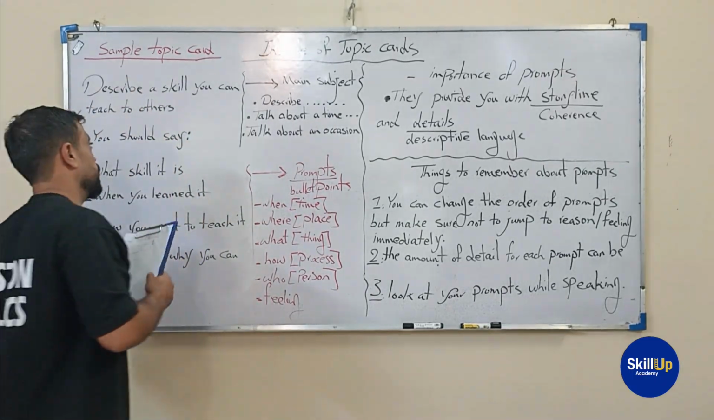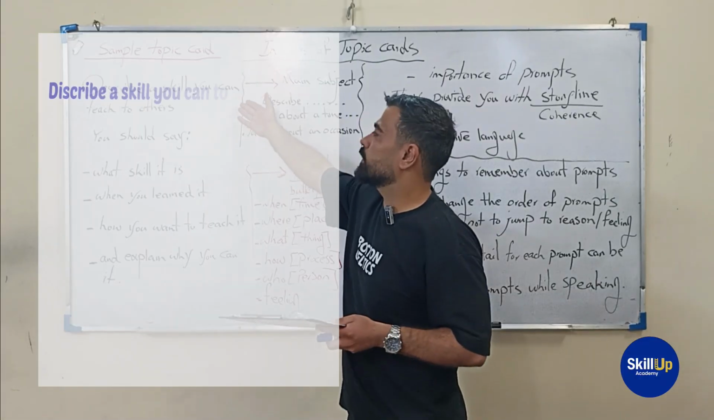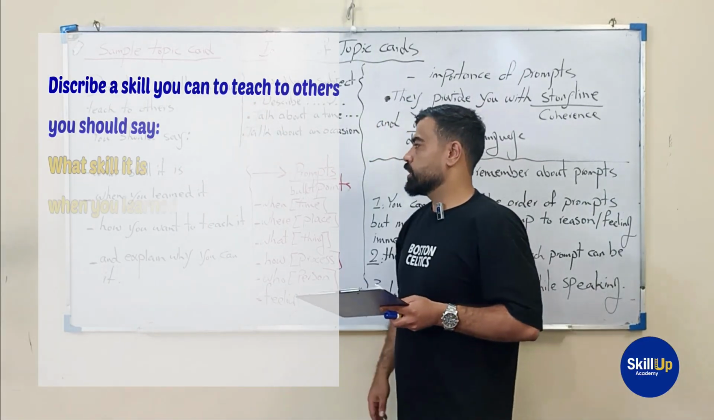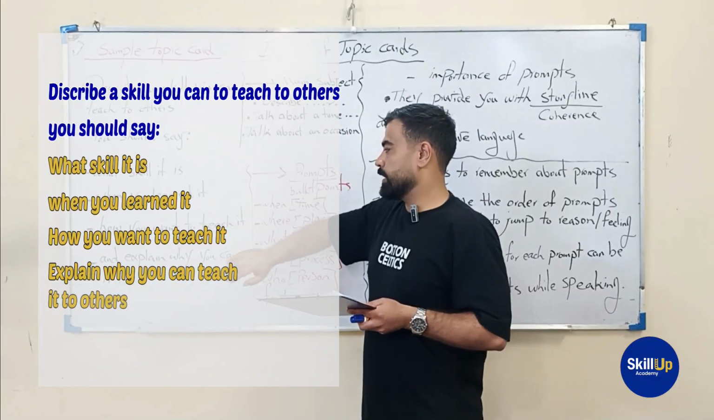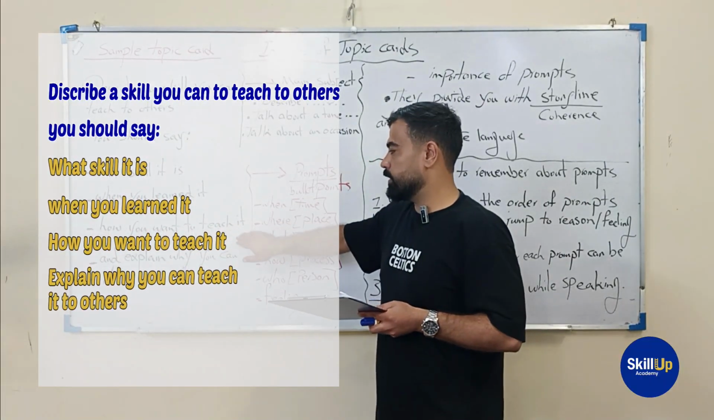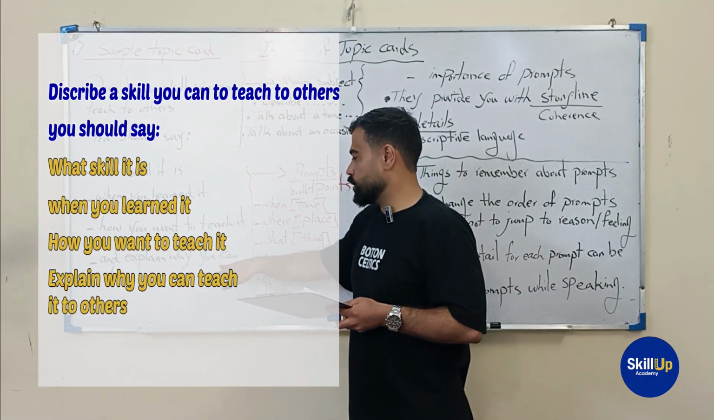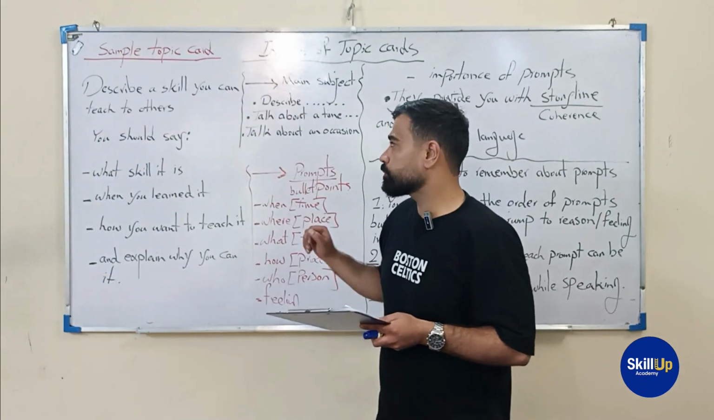This is our topic card, okay? Describe a skill you can teach to others. You should say what skill it is, when you learned it, how you want to teach it, and explain why you can teach it to others.